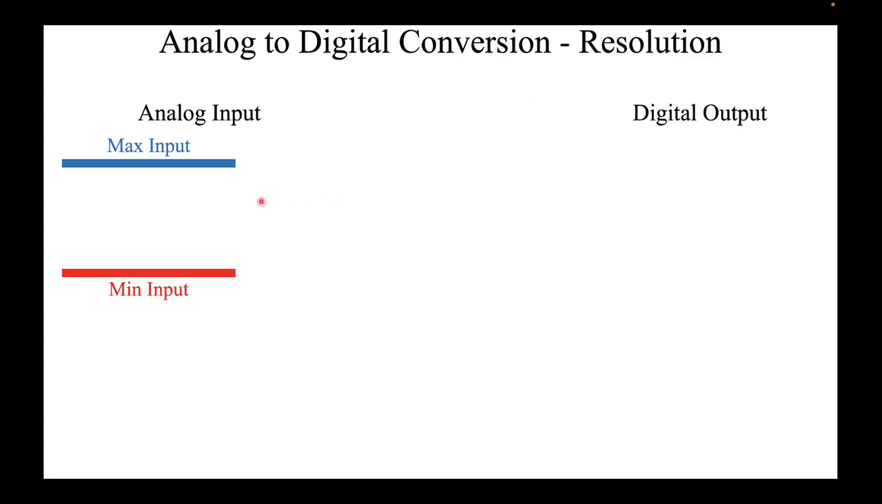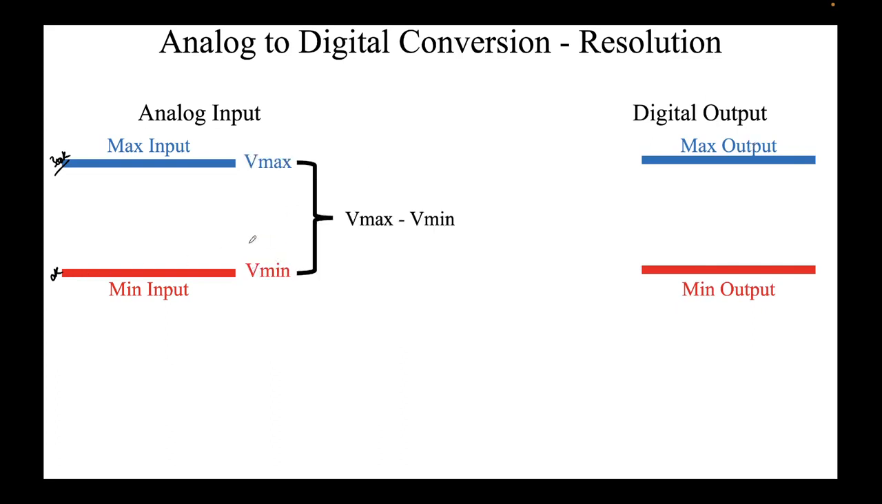Now, for any analog input, let's say that there are 2 values. Let's call this the minimum input. So let's say this is temperature, so this may be 0 Kelvin, and let's say it has a maximum input. For the sake of example, let's say it's 300 Kelvin. Correspondingly, there will be a minimum output and maximum output, correct? So let's say the minimum input is Vmin and the maximum input is Vmax. So what is the difference? The difference is Vmax minus Vmin.